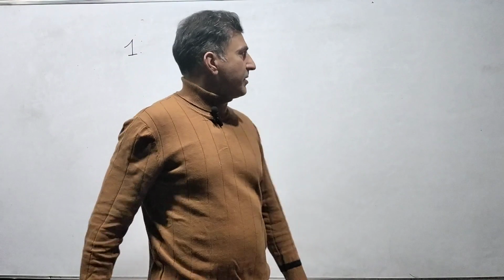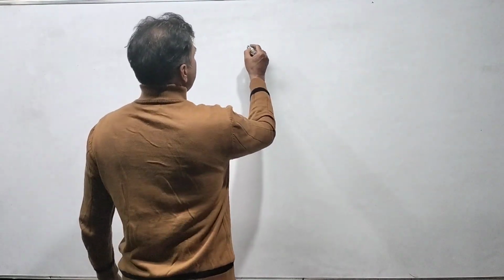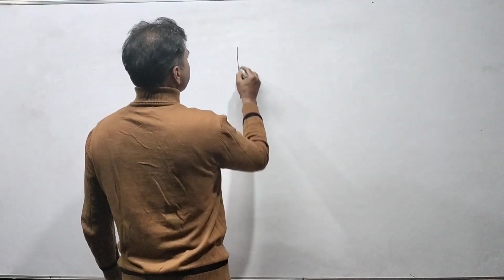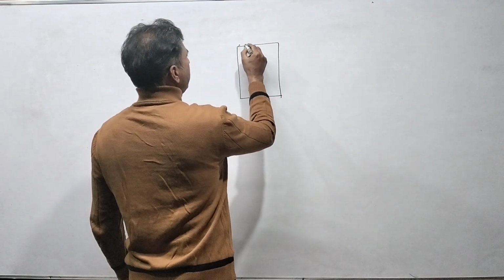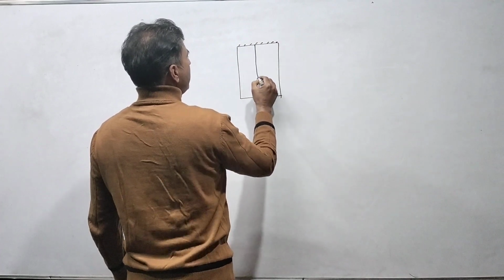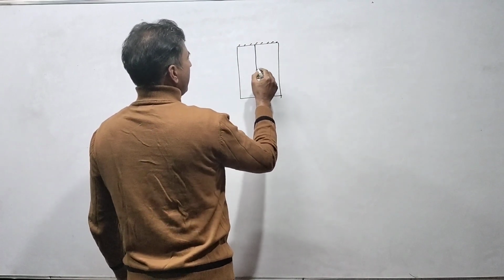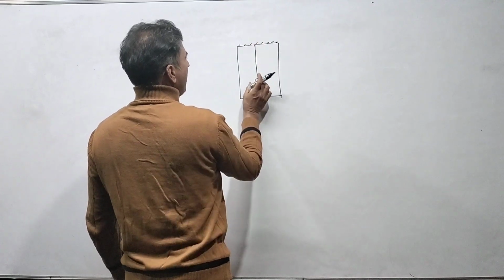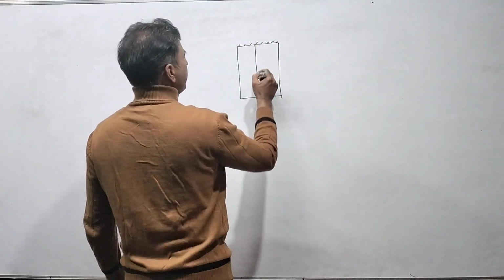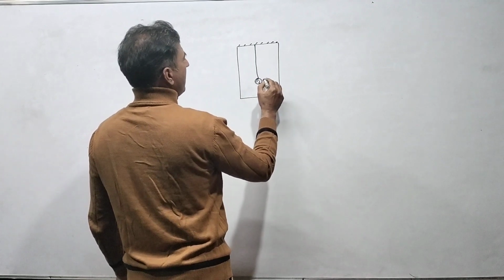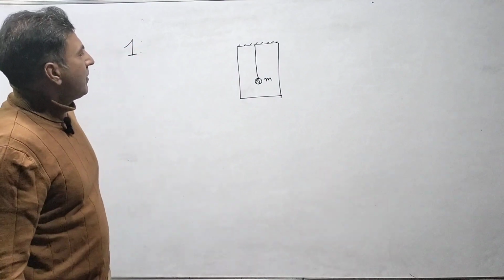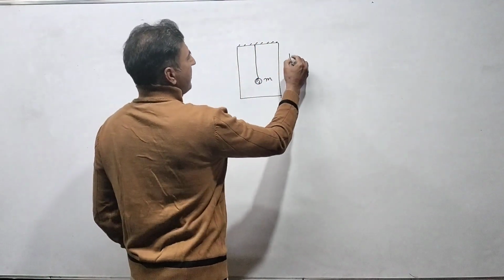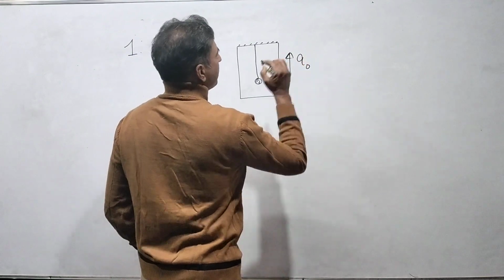The cabin or the lift is accelerating in the upward direction, something like this. It is a lift here, and from the ceiling a pendulum is hanging. It's a string and it is a pendulum having a bob of mass m, and this whole system is accelerating upwards with acceleration a0.